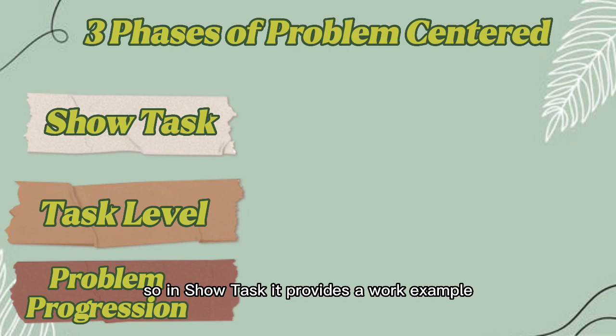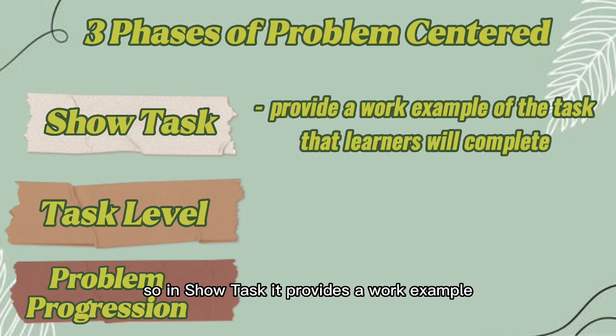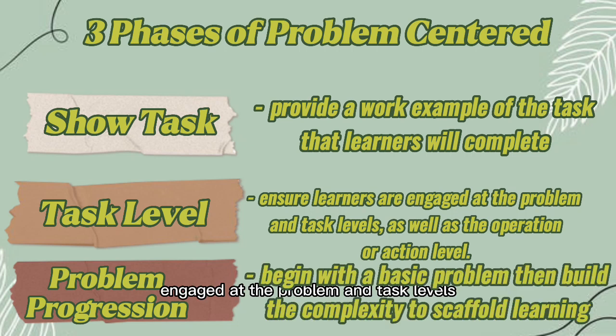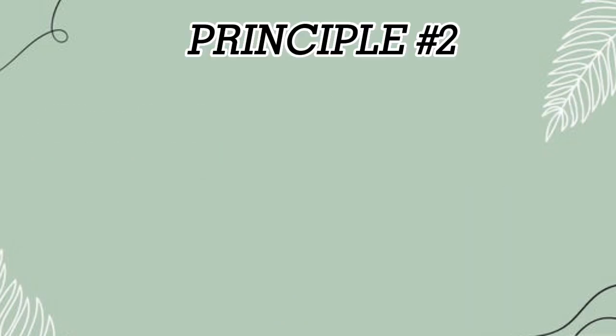So in show task, it provides a worked example of the task that learners will complete. In the task level, it ensures learners are engaged at the problem and task levels, as well as the operation or action level. In problem progression, it begins with a simple problem, then builds the complexity to scaffold learning. The second principle is activation.